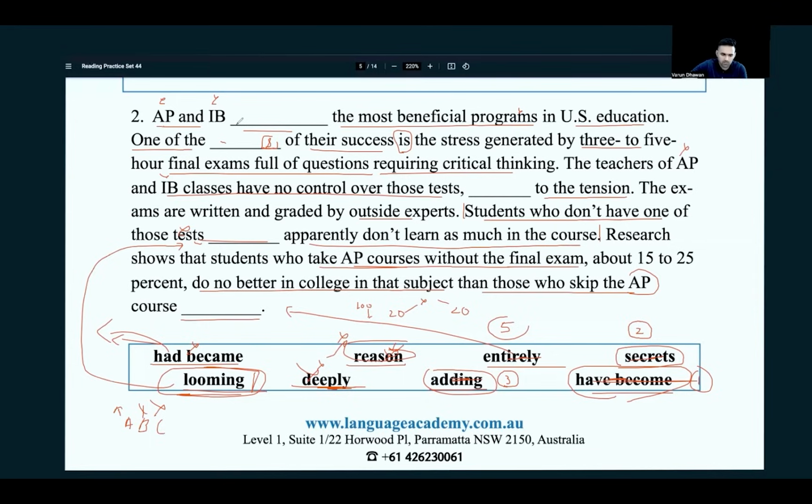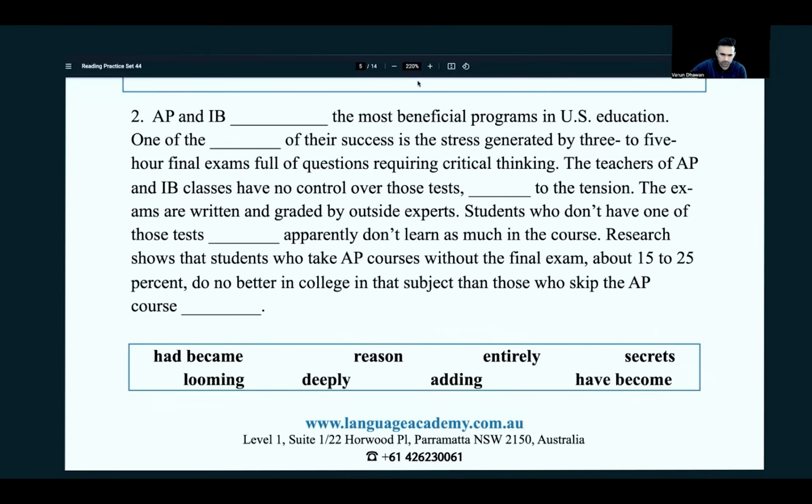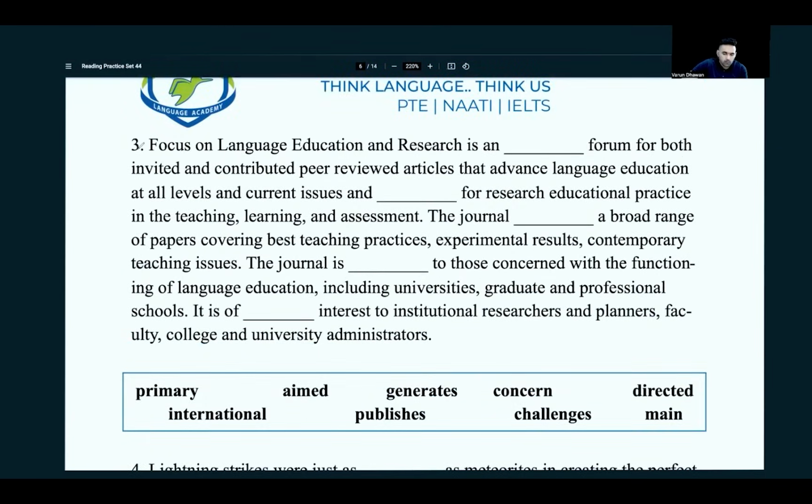That is what they are trying to say. So what are the right answers? Have become, one of the secrets, adding to tension, looming, and entirely. If you've got five correct, it's fine. Even if you've got four correct, it's fine, but less than four, you need to work hard. Let's move on to the next passage. You can pause the video, take 2 to 3 minutes, solve it, and come back.